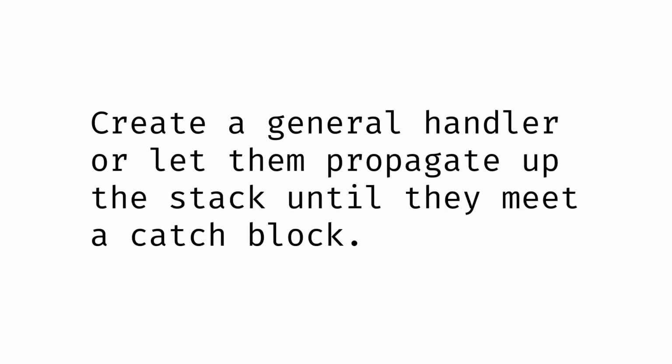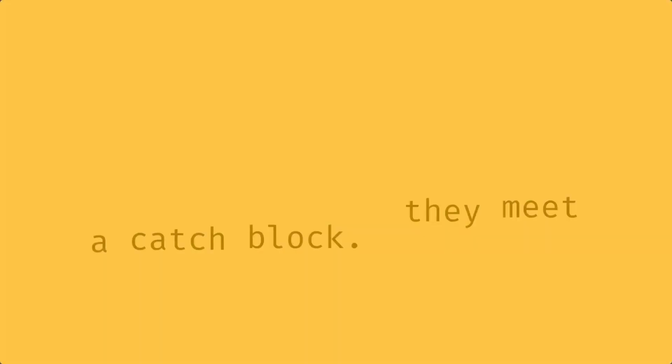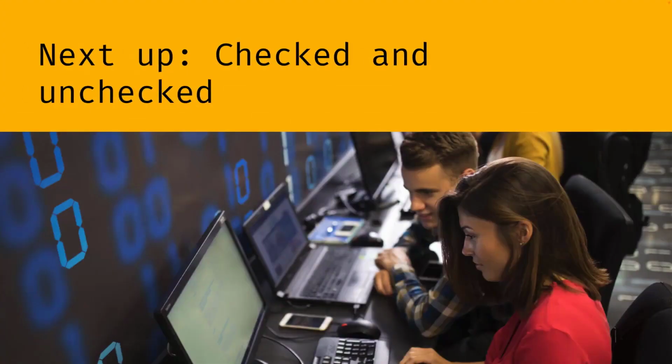We can deal with exceptions, we can catch them, and we'll see this very soon. But it's also very important to create a general handler, or alternatively, we could let them propagate up the stack until they meet a catch block that deals with them. Eventually, exceptions need to be handled. But that's it for how to throw exceptions for now. Before we're going to see how to handle exceptions in more detail, we really need to see that Java has two main types of exceptions, the checked ones and the unchecked ones. Let's explore these in the next video.